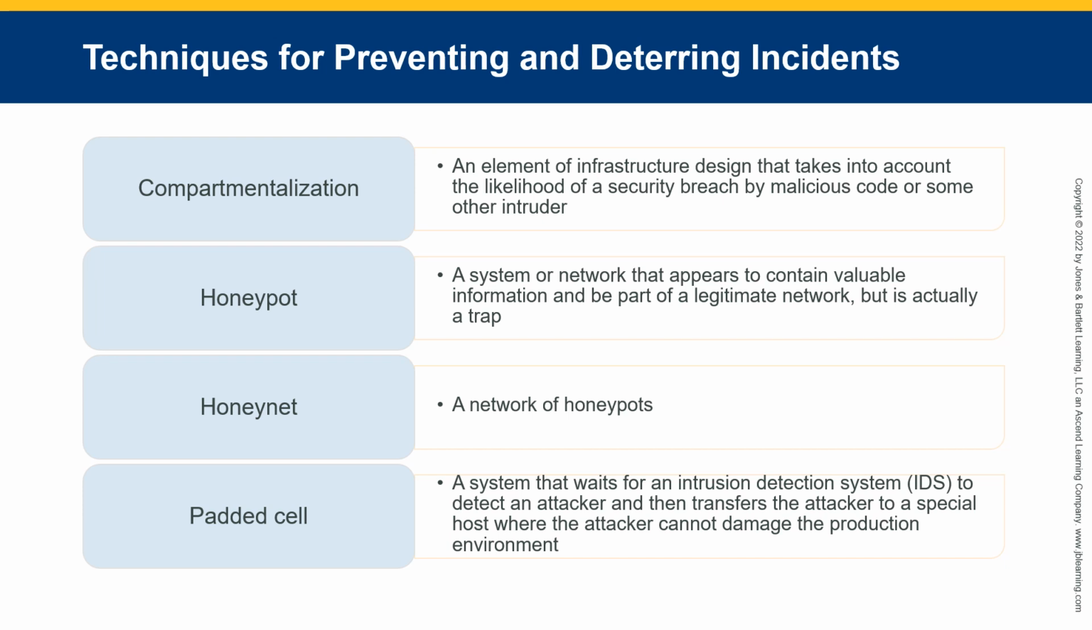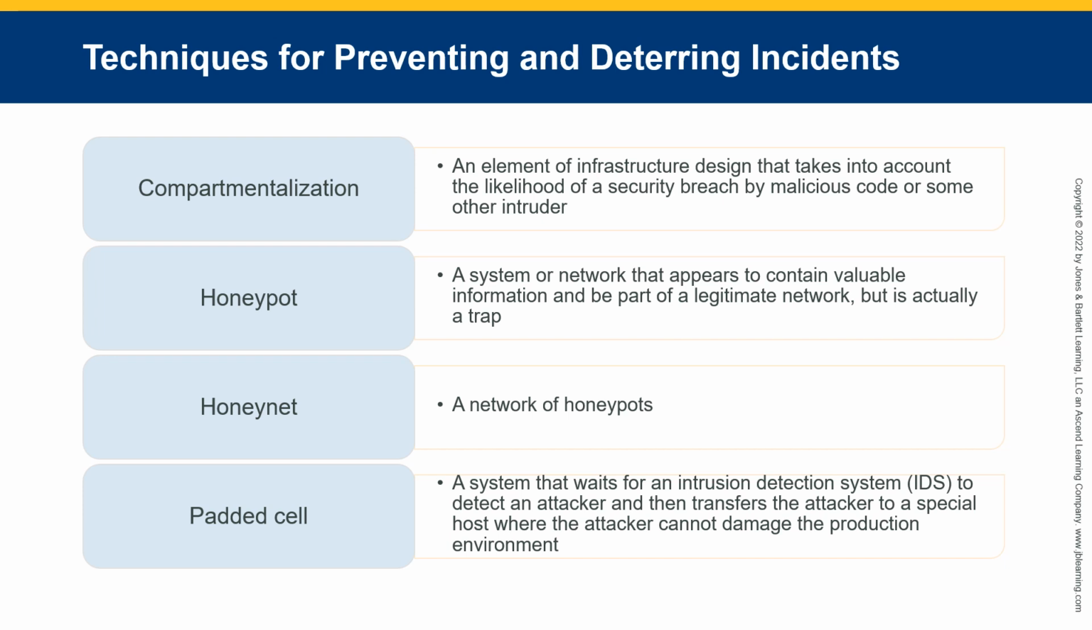So basically, compartmentalization by the book is an infrastructure design element that takes into account the likelihood of a security breach by malicious code or some other intruder. It keeps it isolated to certain areas. Entrance to and from these compartmentalized areas is controlled by a policy enforcement point, and that policy enforcement point enforces policy based on your policy systems. So your policy enforcement point between zones could be firewalls, and they can control who gets in and out.